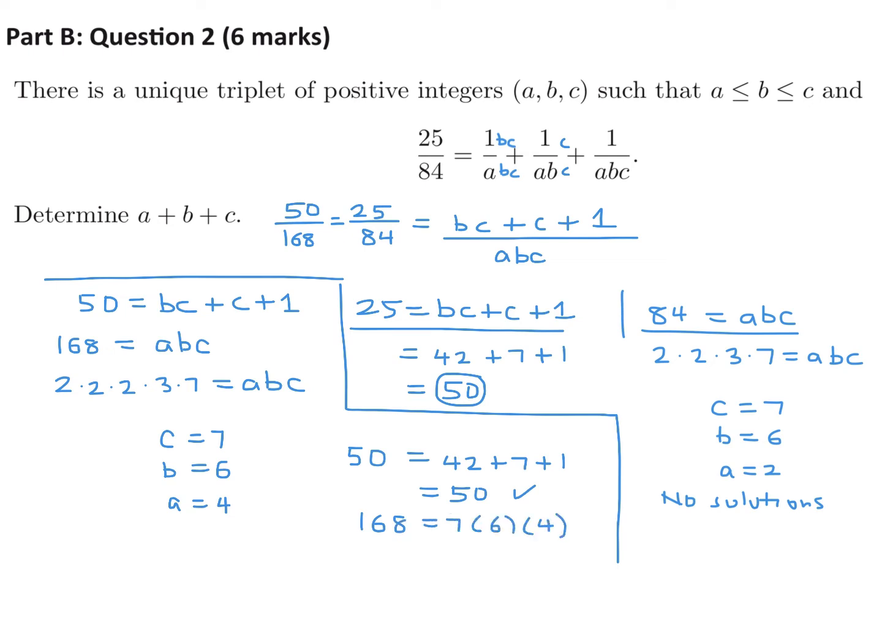So there you go. With a little bit of fiddling around, you get it. It's actually not that bad. So they want A plus B plus C. Okay, that's not so bad. So 7 plus 6 plus 4, which is 17.